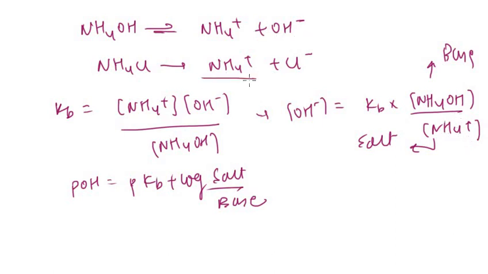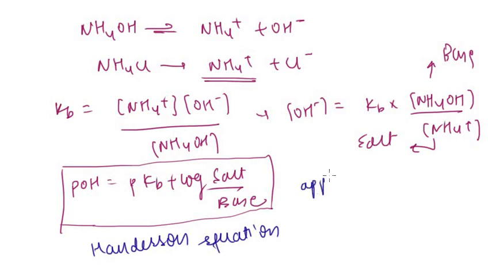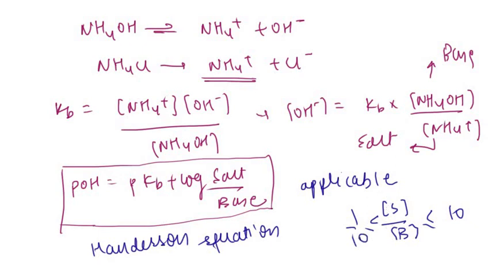So this NH4 plus is coming from the salt part. The NH4 plus from the weak base is negligible, as we have already seen, due to the common ion effect: a strong electrolyte in the presence of a weak electrolyte with a common ion. So this is the calculation of pOH. Now that is called the Henderson equation. We have seen it already in the case of the acidic buffer. It is applicable when the ratio of salt upon base is in the range of 1 by 10 to 10, not more than that, otherwise the buffer will not be a buffer.